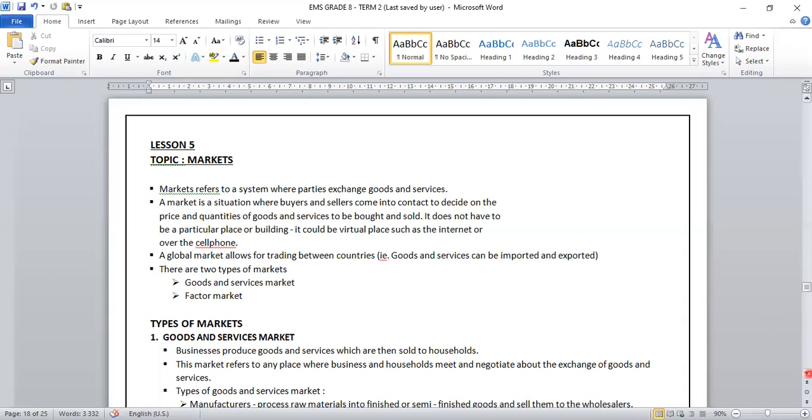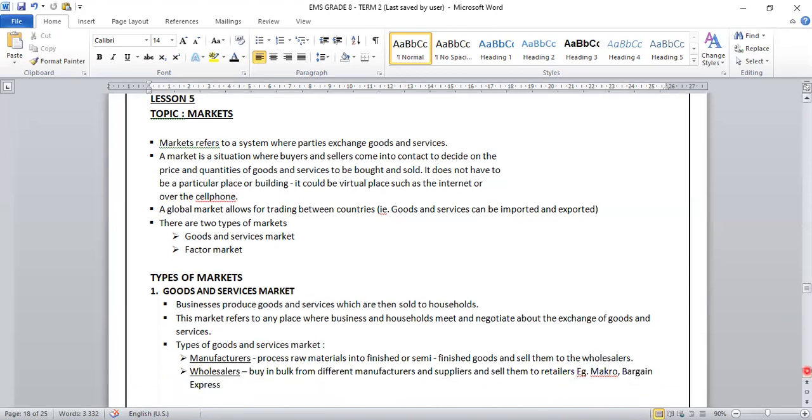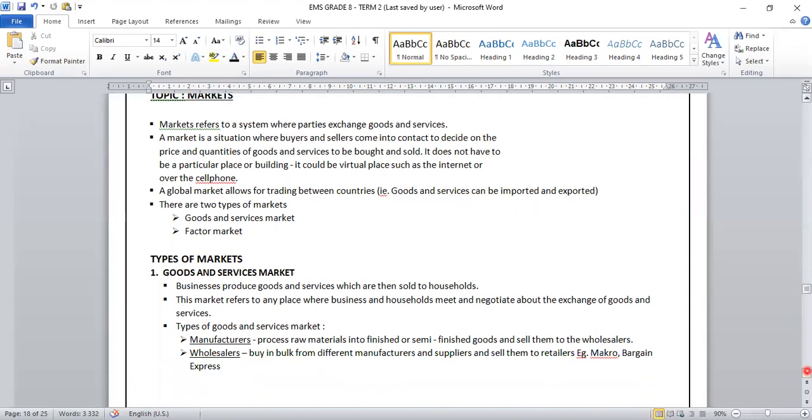Let us look at the goods and services market. Businesses produce goods and services which are then sold to households. So in return for goods and services, the households pay money to the businesses. This market refers to any place where business and households meet and negotiate about the exchange of goods and services. Types of goods and services market.